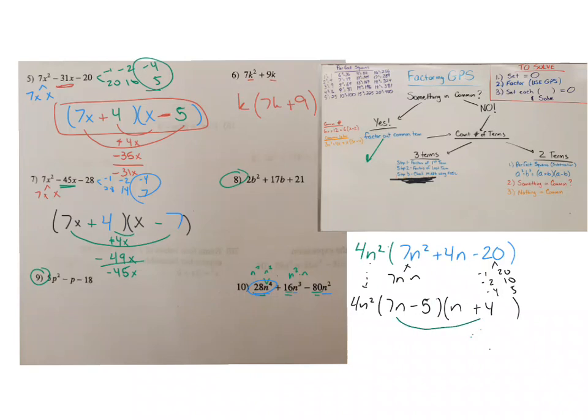So now I do the outside. I get 28n. The inside, I get minus 5n. Together, that is 23n. Not what I want. All right. Now, if I want to check it again, before I can say 5 and 4 don't work, remember, I can always flip the order.